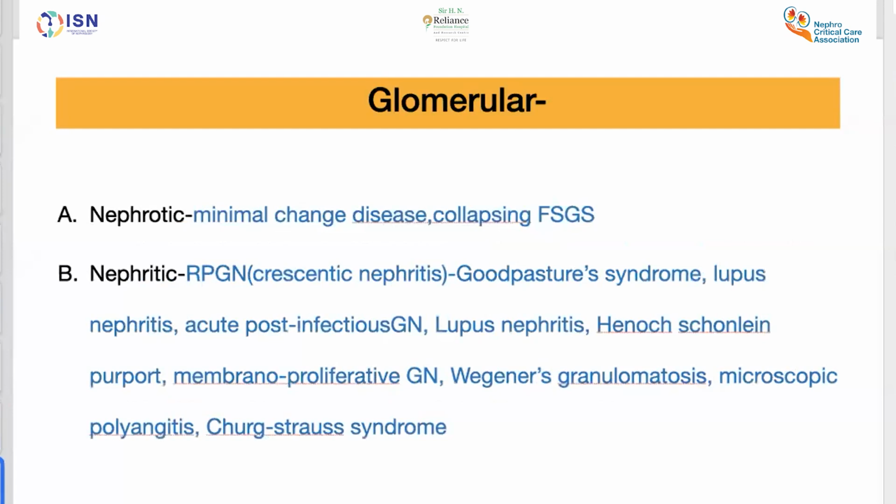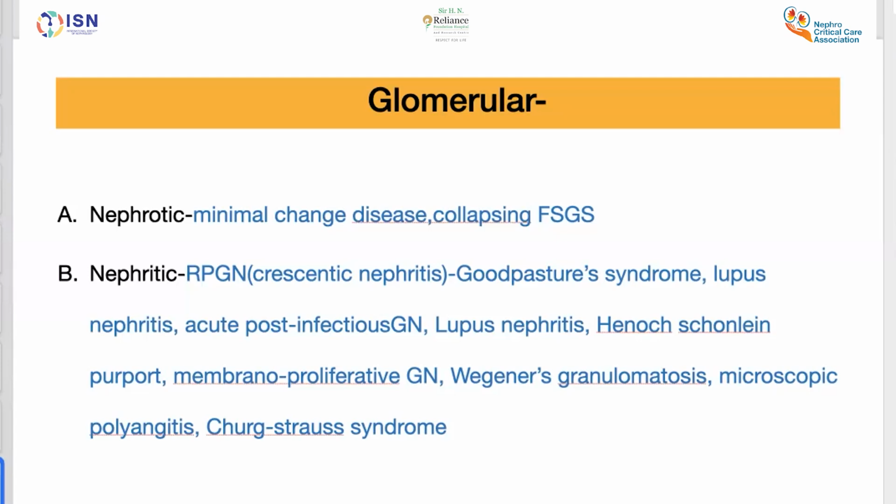The glomerular diseases causing intrinsic renal failure may be nephrotic diseases and nephritic diseases. Nephrotic diseases are an uncommon cause of AKI, but minimal change disease or collapsing focal segmental glomerulosclerosis may cause intrinsic AKI. Nephrotic syndrome has more proteinuria and less hematuria. Nephritic syndrome is caused by proteinuria, hematuria, and increase in creatinine.